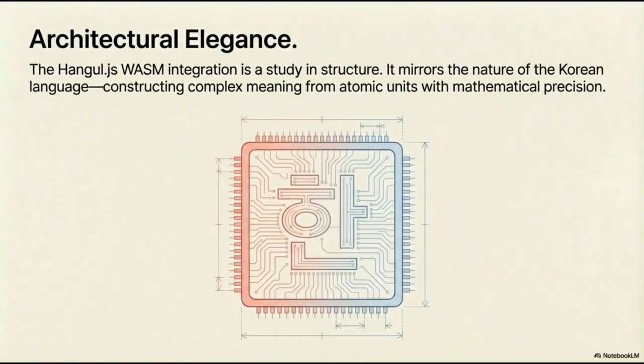The Hangul.js WebAssembly integration represents a profound synergy between linguistic theory and modern software architecture. It is, at its core, a study in structure. By mirroring the inherent nature of the Korean language, our system constructs complex meaning from fundamental atomic units with unwavering mathematical precision. This approach allows us to translate the modular elegance of Hangul into a high-performance digital environment, ensuring that the logic of the script is perfectly preserved within the efficiency of WASM.